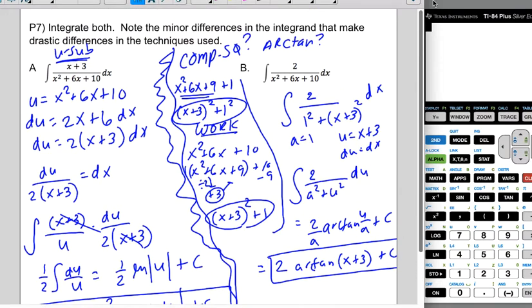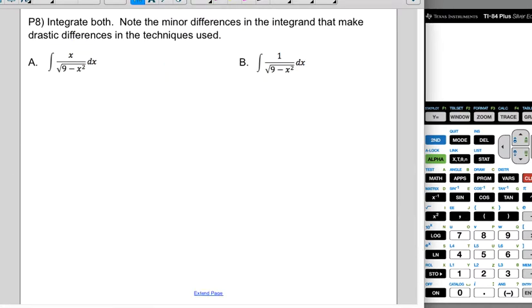The only difference is that this one had this x plus 3 on the top and this one has a 2. I don't know why I didn't make this one a 3 also. That would have made more sense because then they're really the same thing, but it's cool. All right. Okay, so notice the difference here. This one has an x on the top, this one doesn't. One of these is u sub and one of them is arc trig. If I try making my u, so let's try u sub on this one.